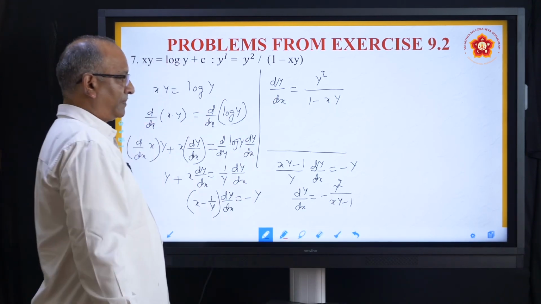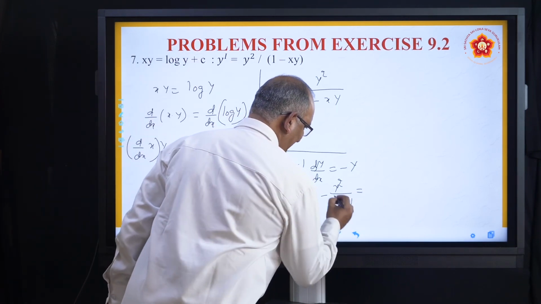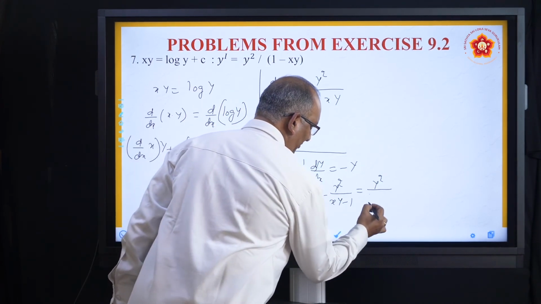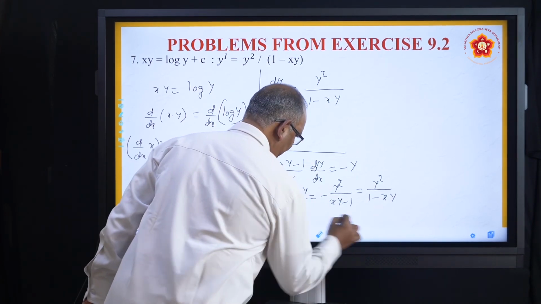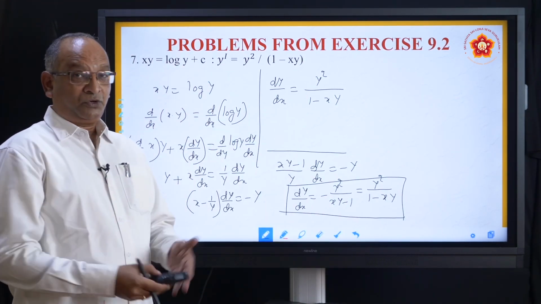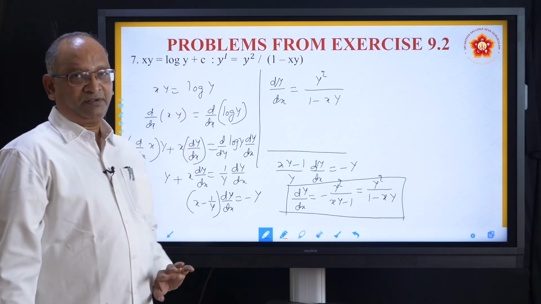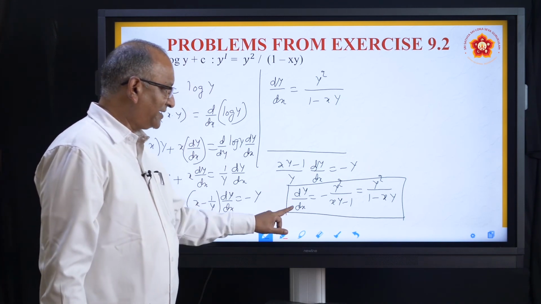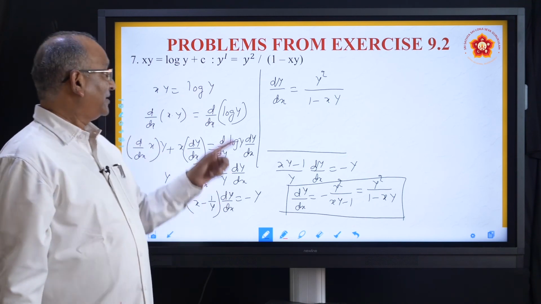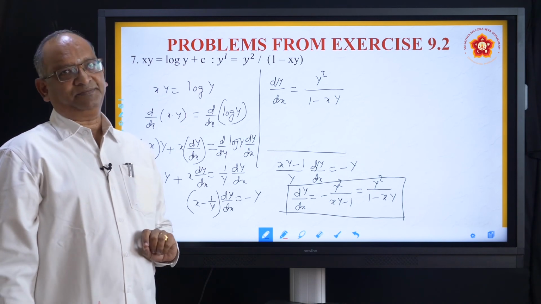Take this negative sign inside. What is negative will become positive, and what is positive will become negative. Minus of minus will become 1 minus xy. This is what the question is talking about, the equation. So there is no need to substitute; we simplified the solution to get the equation. What did we get? We got dy by dx equal to y square upon 1 minus xy. Conclusion: the given function is a solution of the given differential equation.